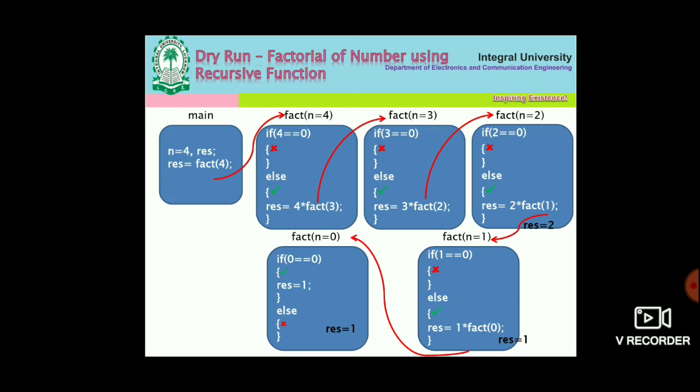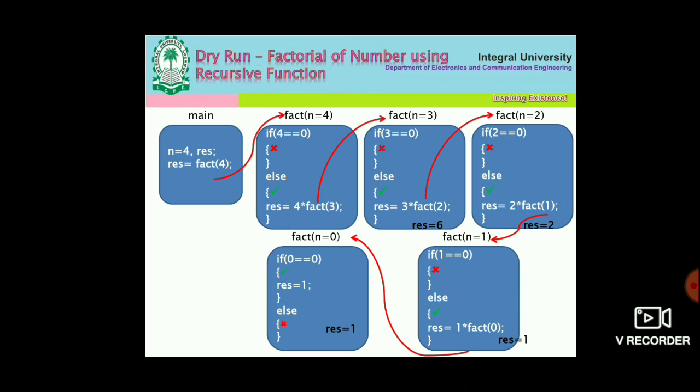Now this fact of 2 we have calculated as 2, so 3 into 2, the result will be equal to 6. This res equals to 6 will be returned to the previous method frame where the fact function is n equals to 4. Inside this fact function there was res is equal to 4 into fact of 3. Now fact of 3 we have calculated as 6, so 4 into 6 will give me 24.